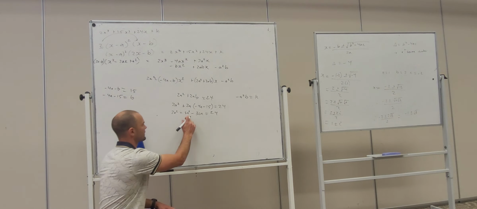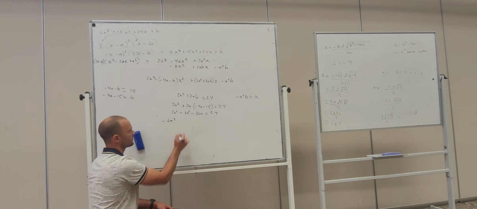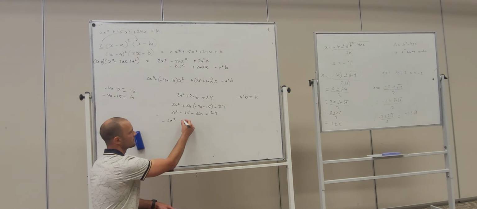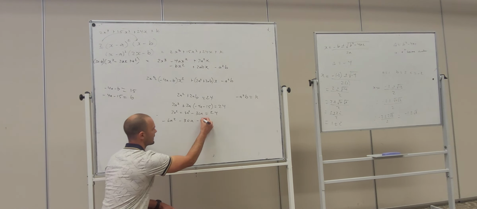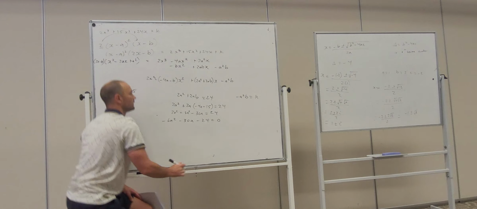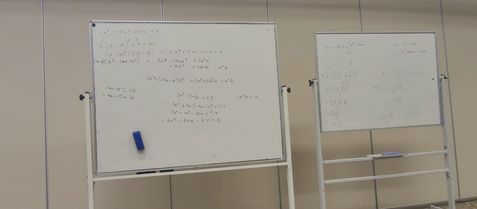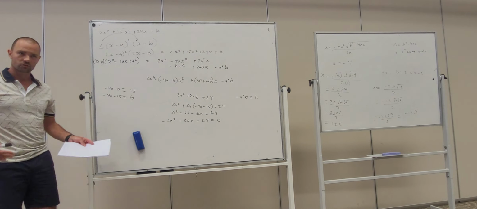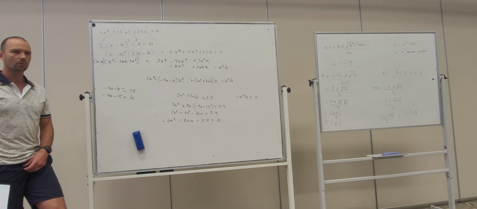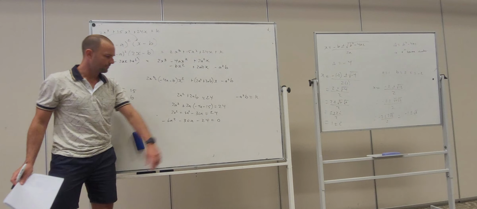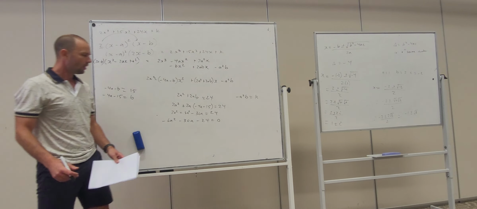All right, collect like terms. We'll have minus 6a squared, plus 30a, take 24 is 0. Now this is a quadratic that we're trying to solve, right? From there you can use the quadratic formula, but all of a sudden you're doing, oh, minus 6 times minus 24, oof, stuff that.